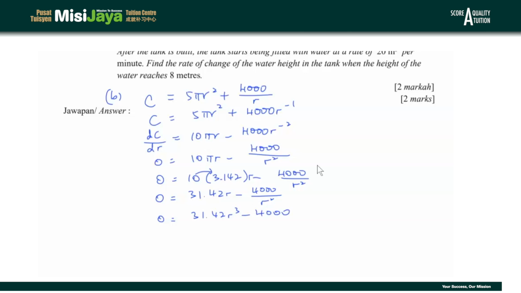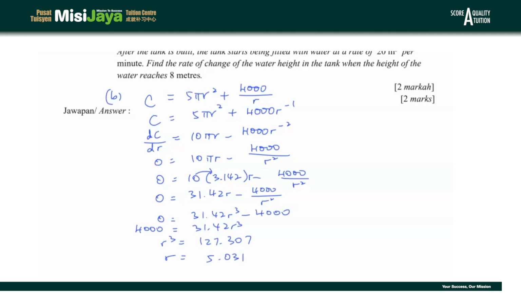Okay, so this negative 4,000 move over to the left side, become positive 4,000 equals to 31.42 r cubed. So to find r cubed, we use 4,000 divided by 31.42. Okay, so we get 127.307. So to get r, we're going to cube root this. Okay, cube root this, then we will get 5.031. Okay, so we got the r already.